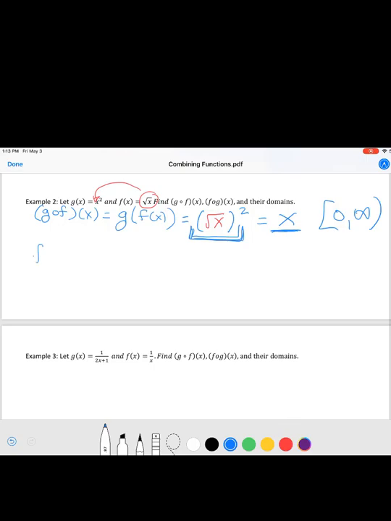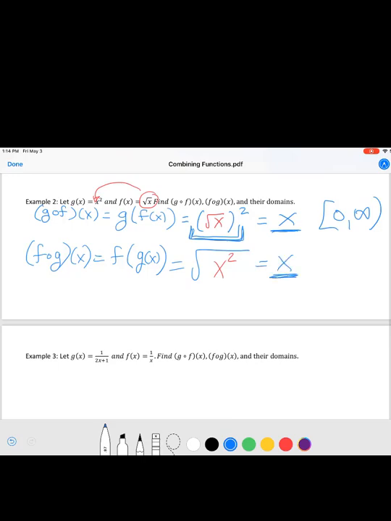The second part is doing it in the other direction. I'm going to find f of g of x. So that means f is going to be on the outside, and I'm going to take the whole function g of x and plug it into f. F is the square root of x, but instead of plugging in x, I'm plugging in the entire function of g of x, which is x squared. So now I'm plugging in x squared into f. When I simplify that, the square root of x squared is just x.